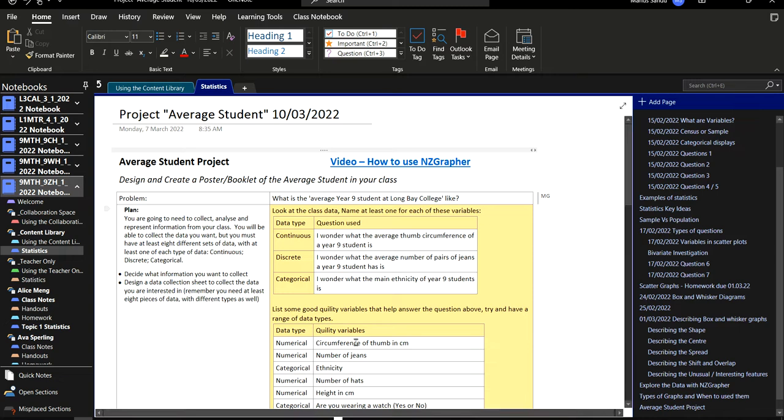All right. Circumference of thumb in centimeters. That's the quantitative variable. You understand? Another numerical type of data is number of jeans. So these three at the top are the first ones which I'm addressing. Categorical, ethnicity. Yes, that's the quality variable.